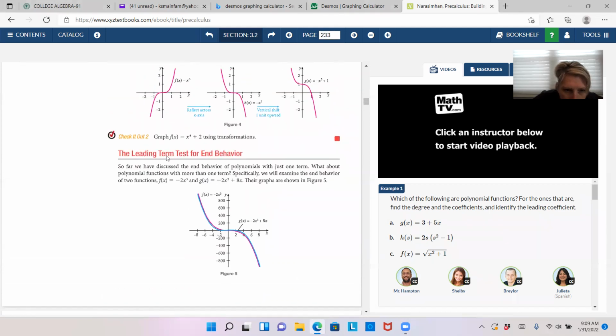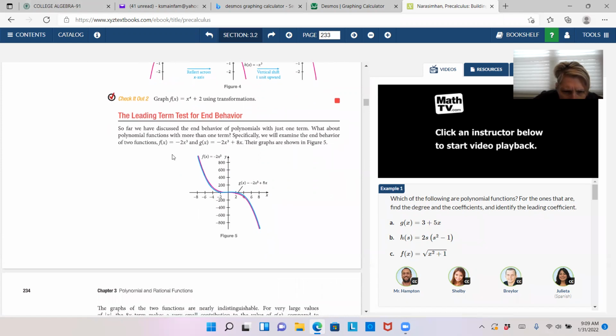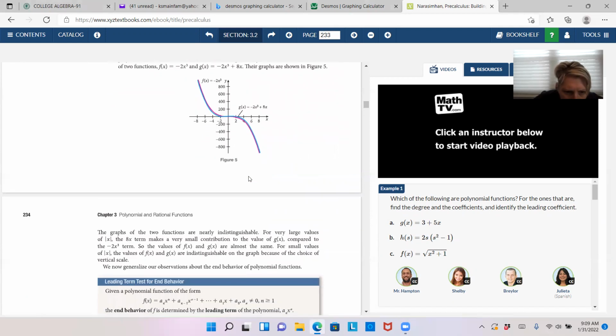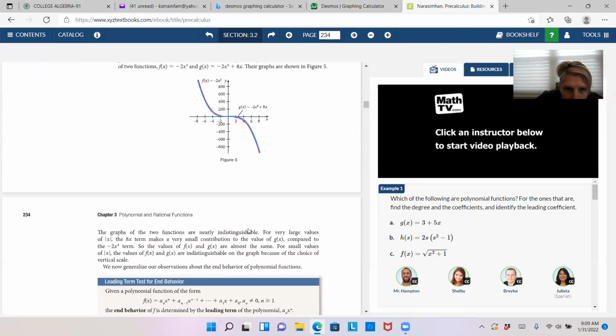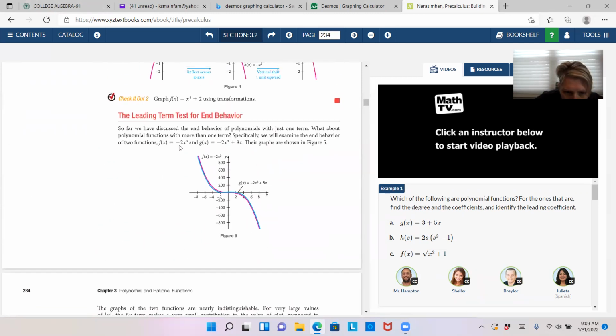You can see here the leading term test for end behavior. They both have a negative 2x cubed, but the second one has this plus 8x on it. So here is our leading term and behavior test. It says, given the polynomial, the end behavior of f is determined by the leading term. So you can see that they both have a leading term of negative 2x cubed.